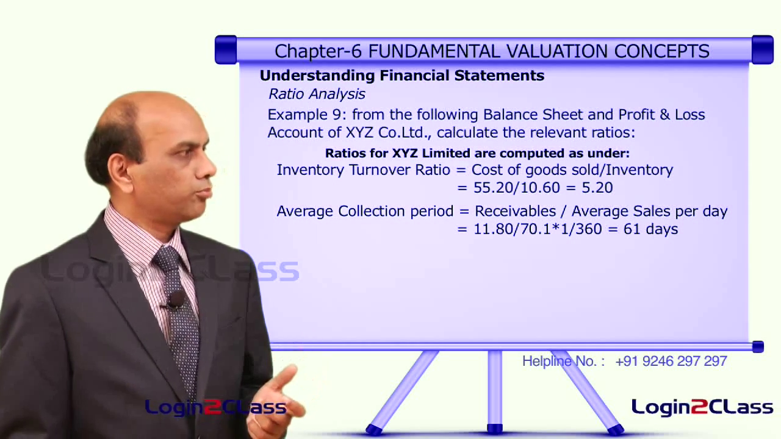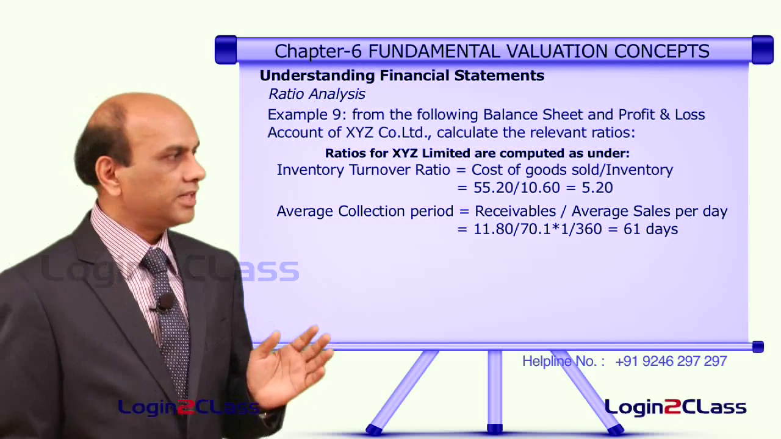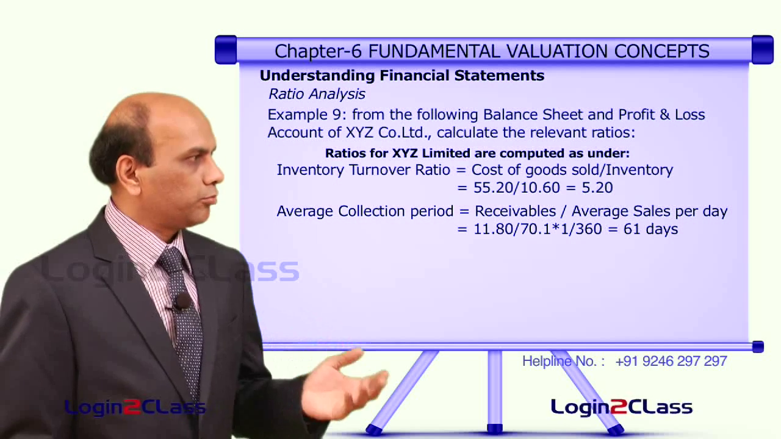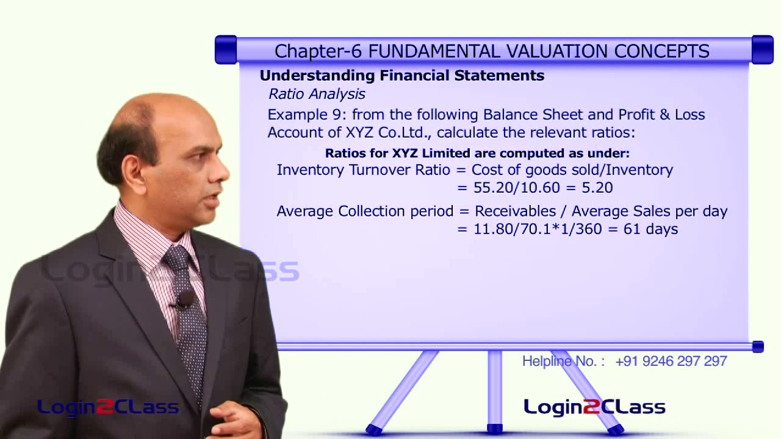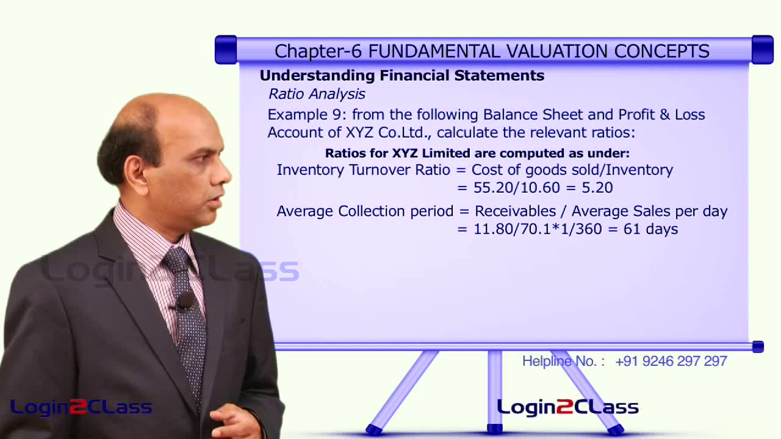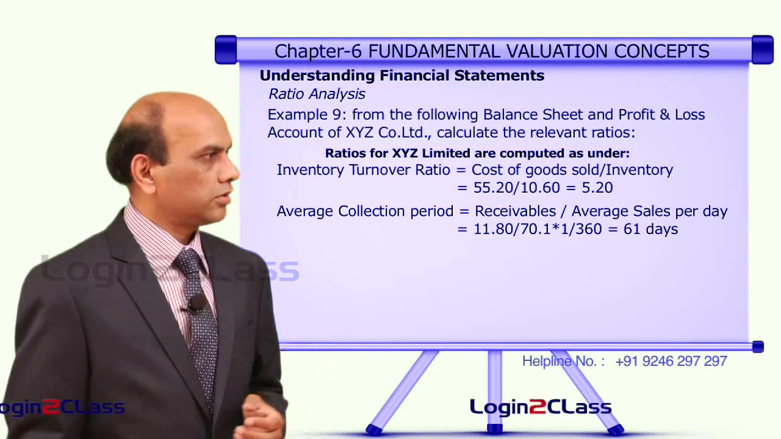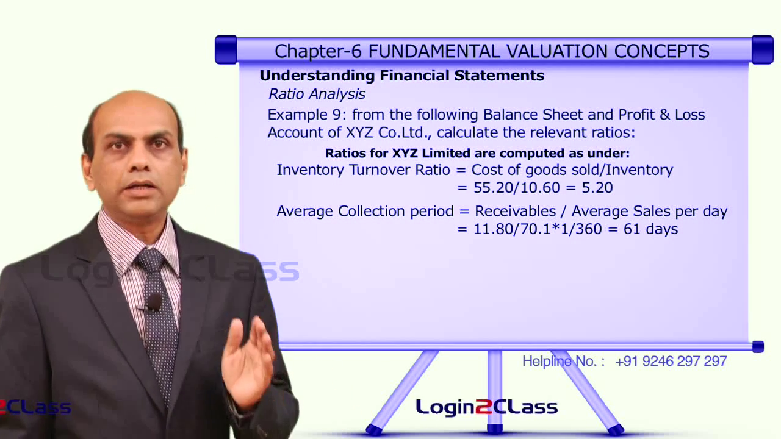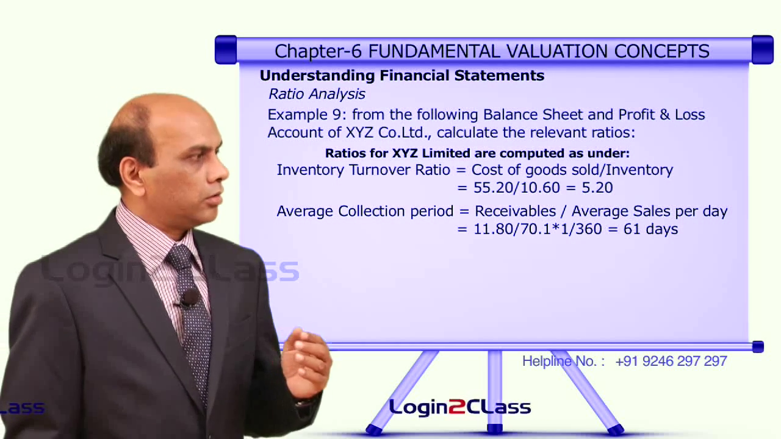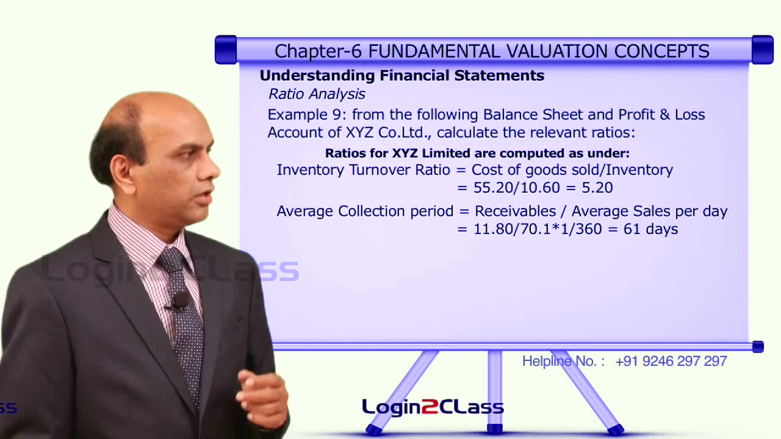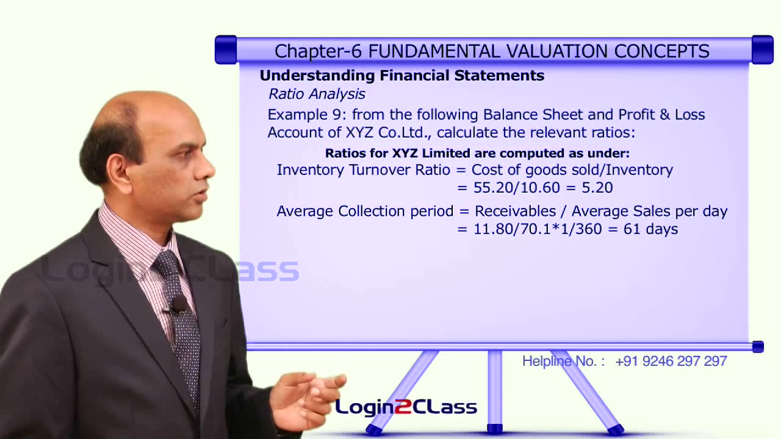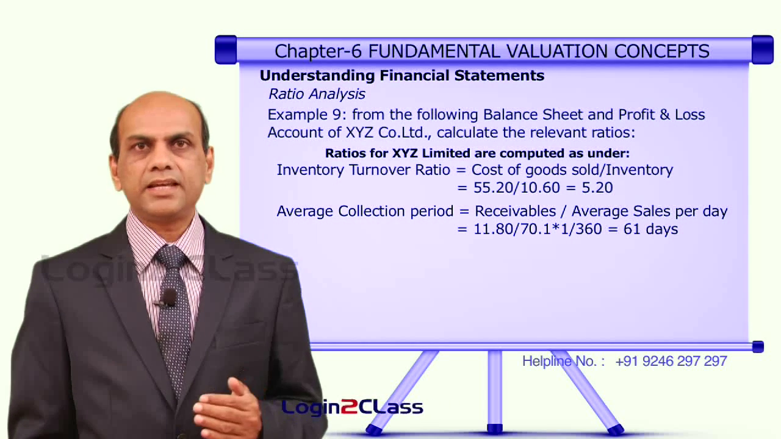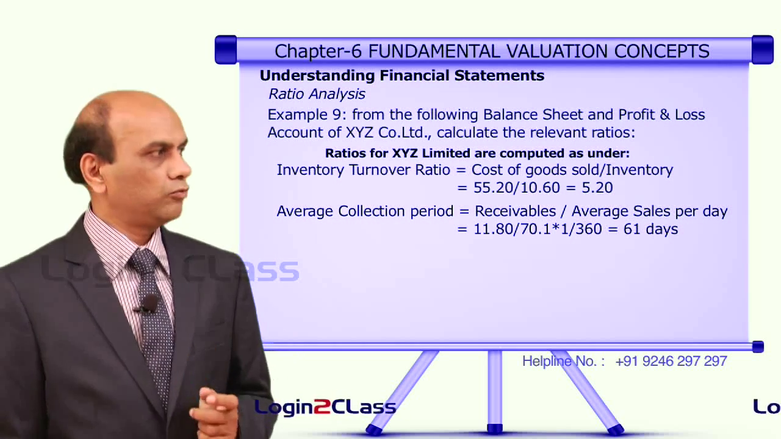Next, average collection period. This is calculated as receivables divided by average sales per day. From the statement we can see 11.8 is the actual receivables the company is expected to collect, and the sales are given as 70.1 for one year. When we divide by 360, it tells you the number of days, which works out to 61 days. That means the company is able to collect the amount for every sale they make in 61 days, which is a little higher.